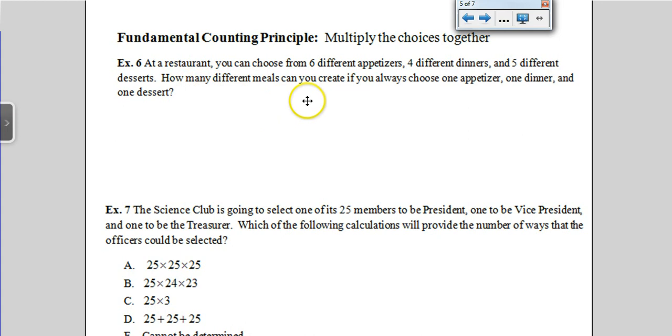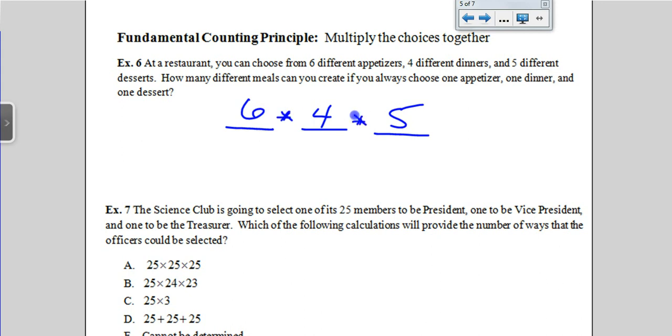At a restaurant, you can choose from 6 different appetizers, 4 different dinners, and 5 different desserts. How many different meals can you create if you must choose 1 appetizer, 1 dinner, and 1 dessert? Well, the not-so-smart kid's going to sit there and write out all the different combinations. That's going to take forever. The smart ACT student is going to say, well, I have an appetizer, I have a dinner, and I have a dessert. And my choices are 6 of these, 4 of these, and 5 of these. And when I multiply them together, I end up with 120. And that's my answer. Done.